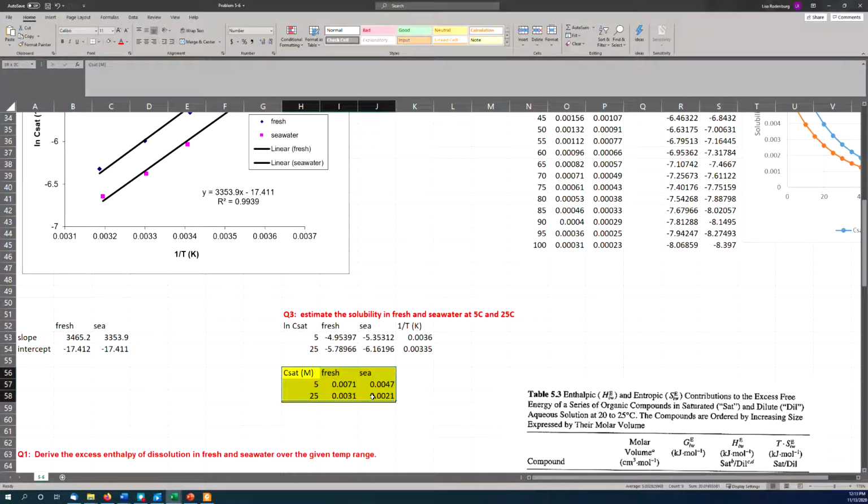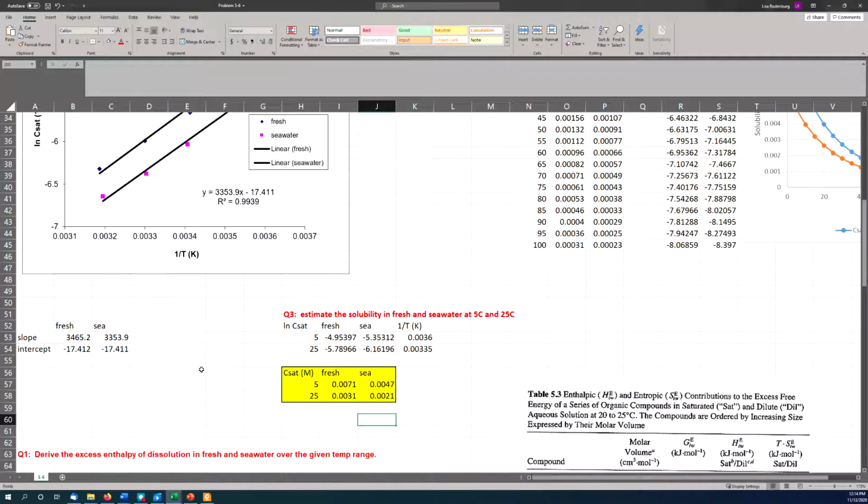And you notice again that there's a difference between the solubility in the freshwater and the seawater. The seawater should be a little bit lower than the freshwater, and the solubility at low temperature should be greater than the solubility at high temperature. Now notice that this compound is a gas throughout this entire range of temperatures.